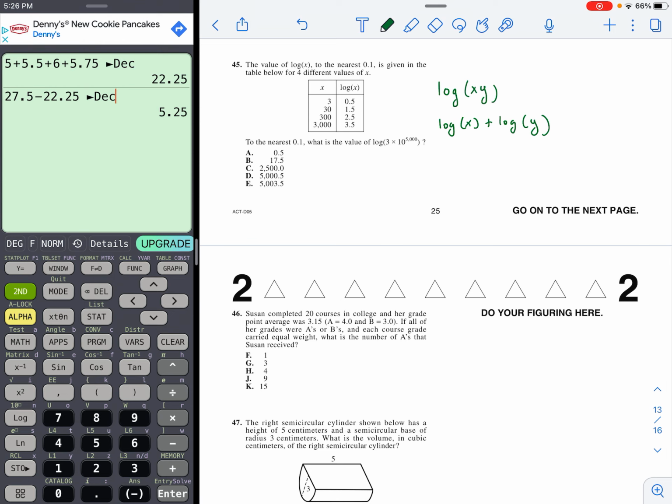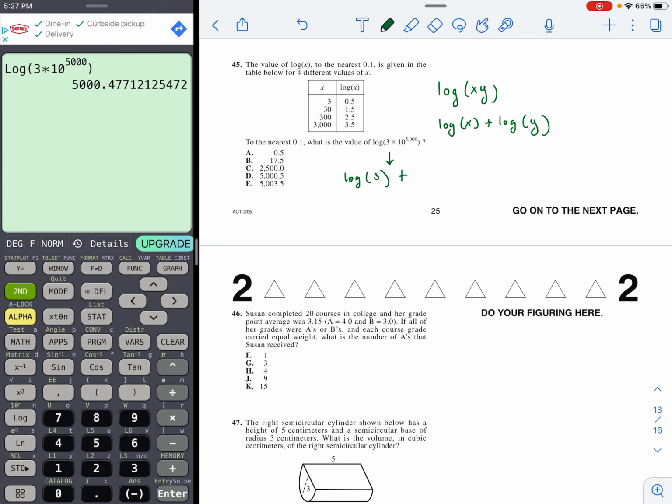The reason that's really important on this problem is if you try and actually compute the log of 3 times 10 to the 5,000, maybe this fancy iPad one will do it, but they've made this problem such that it actually does work here. If you remember from when you took this, it usually won't work on a regular TI calculator. They've designed this one so that it can't handle the number this large. What you needed to do was to break this into the log of 3 plus the log of 10 to the 5,000. And furthermore, log of 3, they tell us, is 0.5.